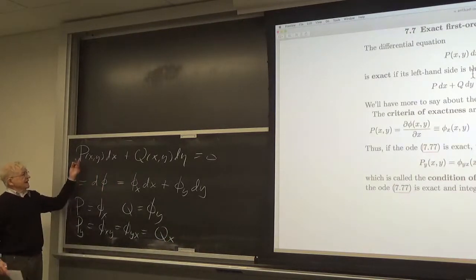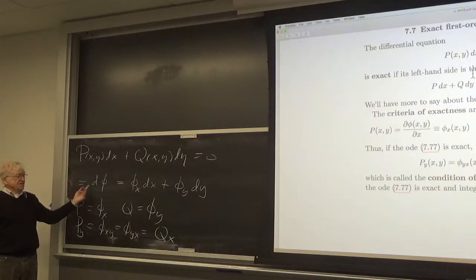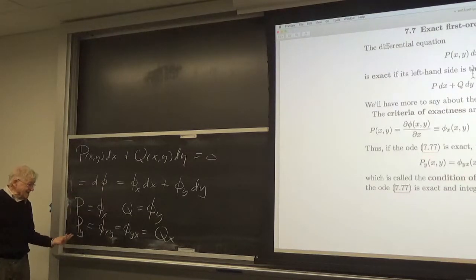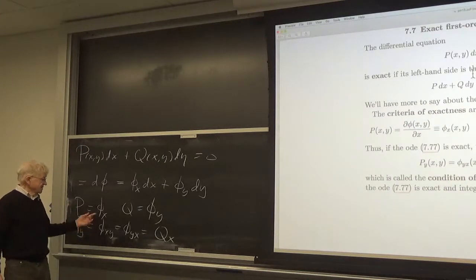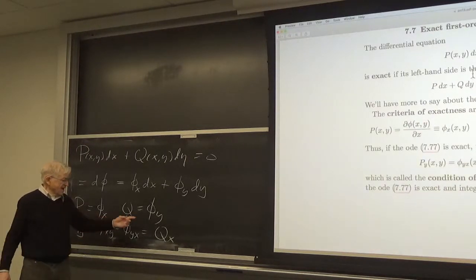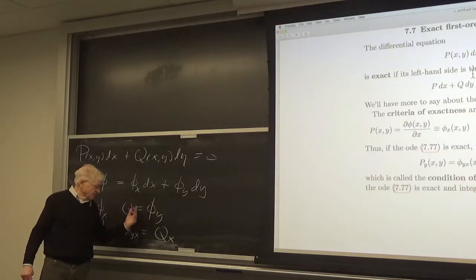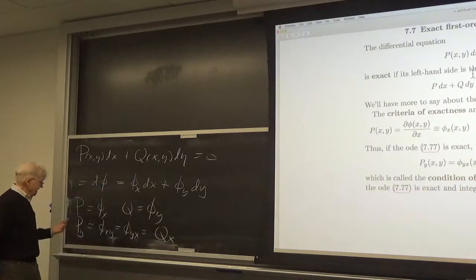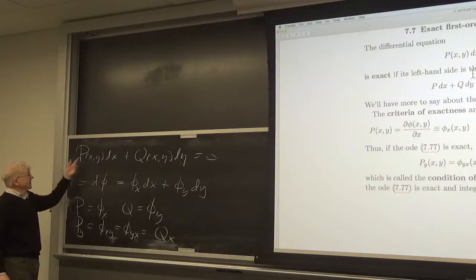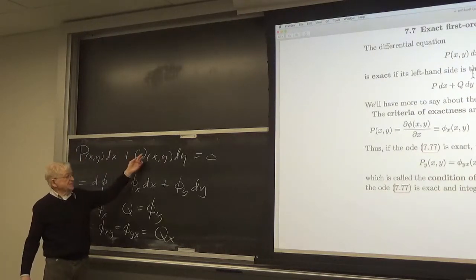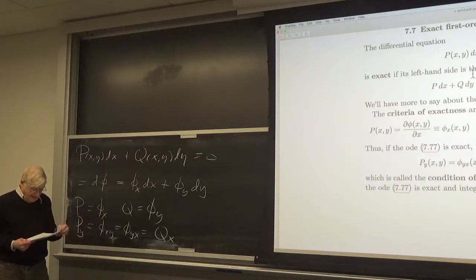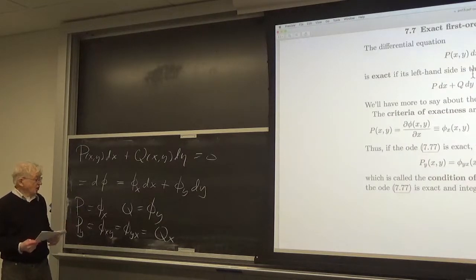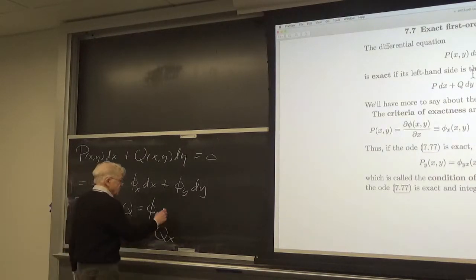So if this is exact, which is to say it's the differential of some function of x and y, then P has to be the x derivative of that function. Q has to be the y derivative, and as a result, the y derivative of this term has to be the x derivative of that term. And this is called the condition of integrability.